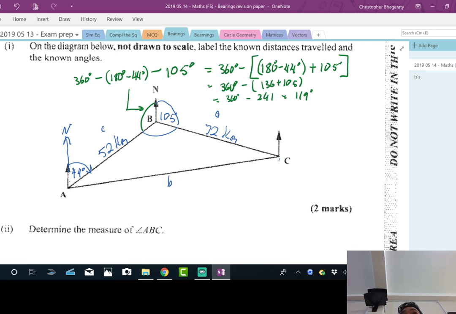Anybody want to see our next option? Yeah. Alright, so check this. The angle is 119, that's correct. An alternative to doing that is to actually extend your north line going down.